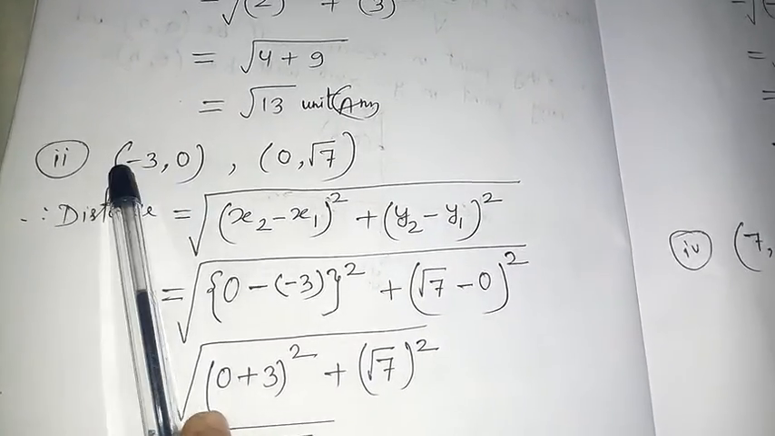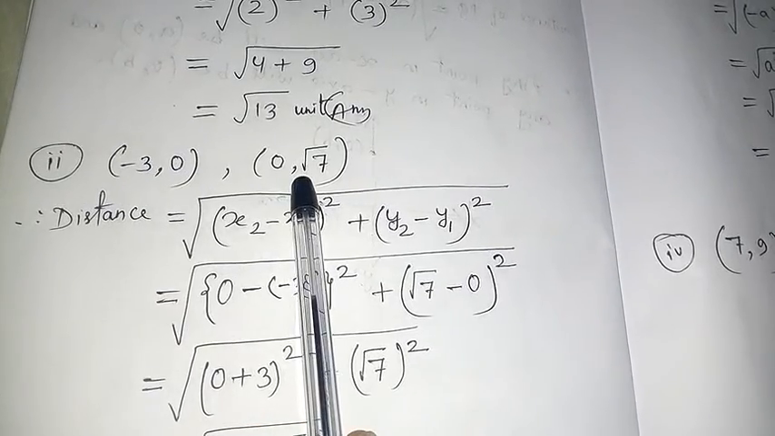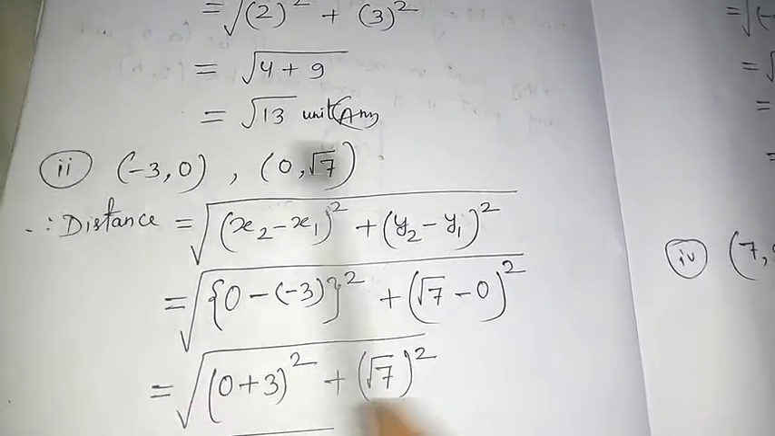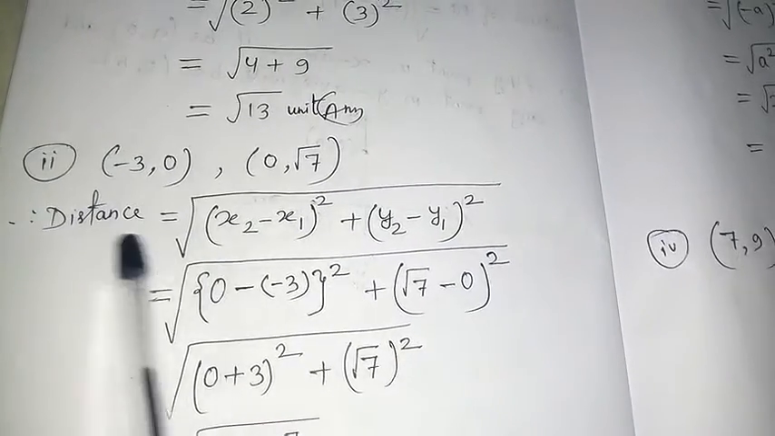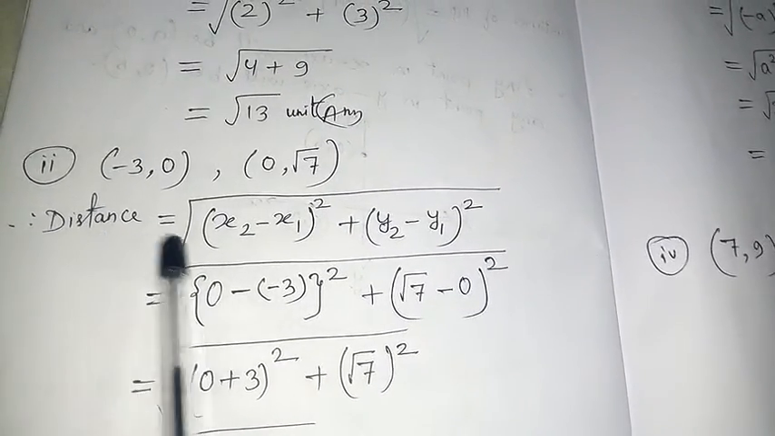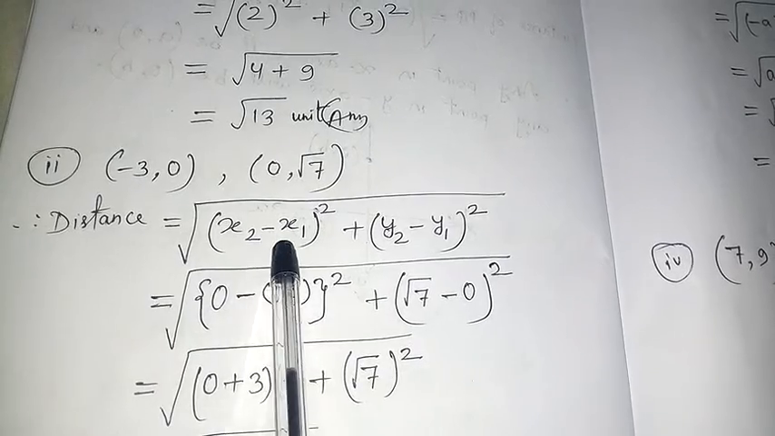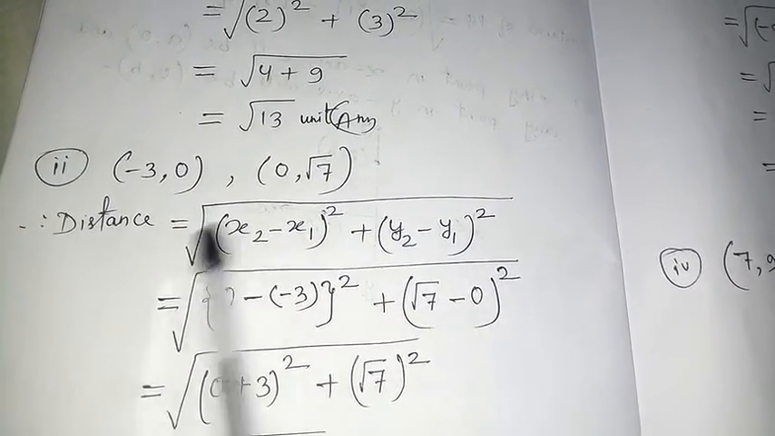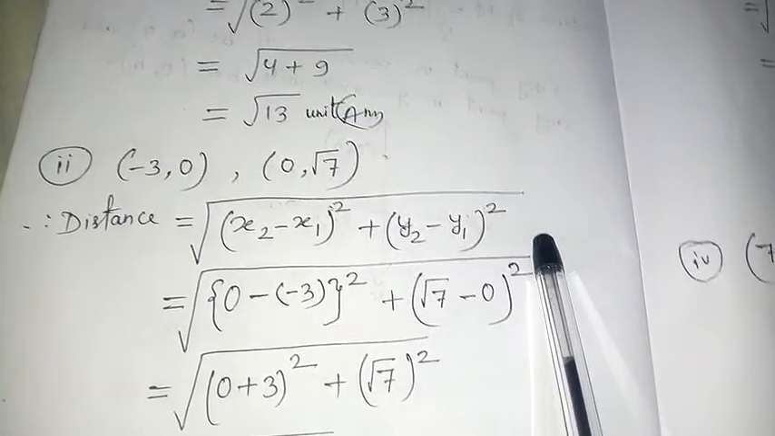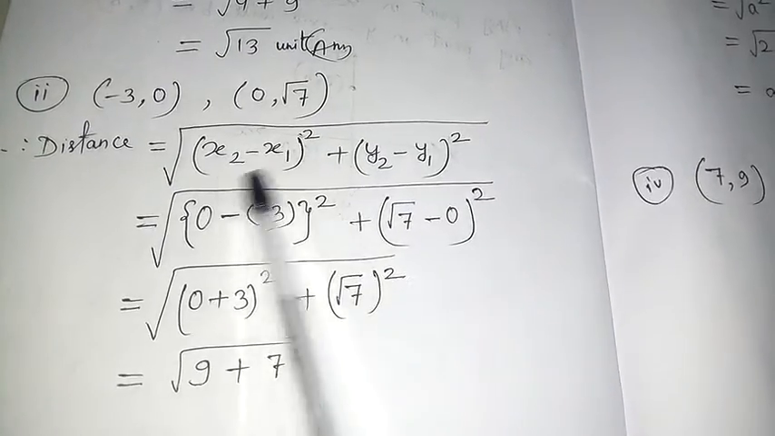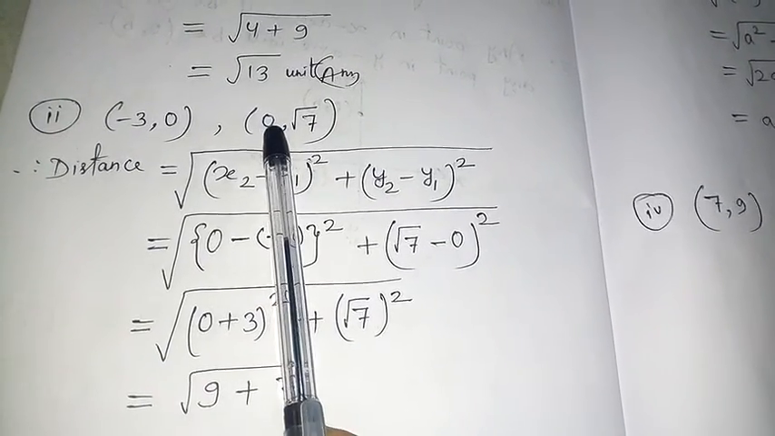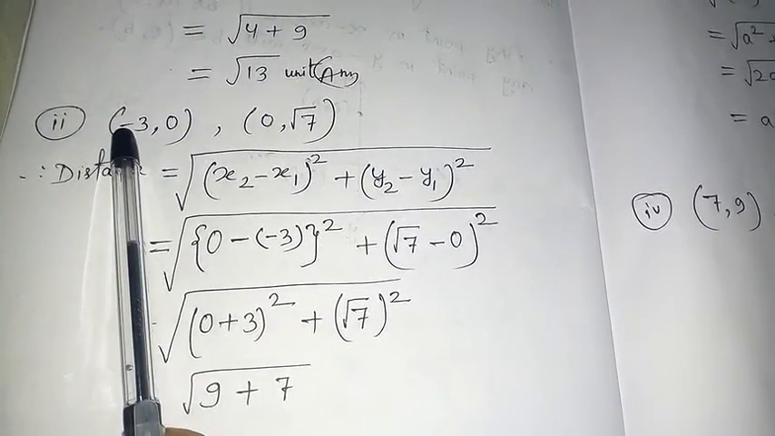Second question: the first point is minus 3, 0 and the second point is 0, root 7. You have to find the distance. Distance equals the square root of x2 minus x1 whole square plus y2 minus y1 whole square. This is our distance formula, which I am writing again and again, but very important: this is called x2, this is called x1.